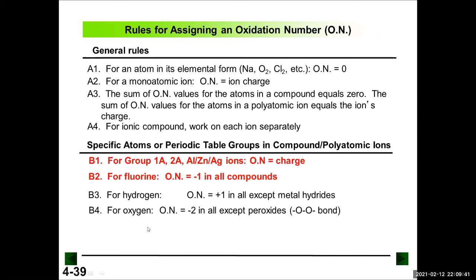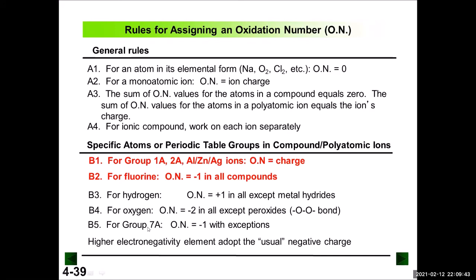And then the next group, 7A, the halogens: the oxidation number is typically -1, but there are many exceptions. For example, when they form the -ate ions, such as chlorate, the oxygen will assume the -2 oxidation number, which will make the halogen some positive number. We'll see some examples in the following.